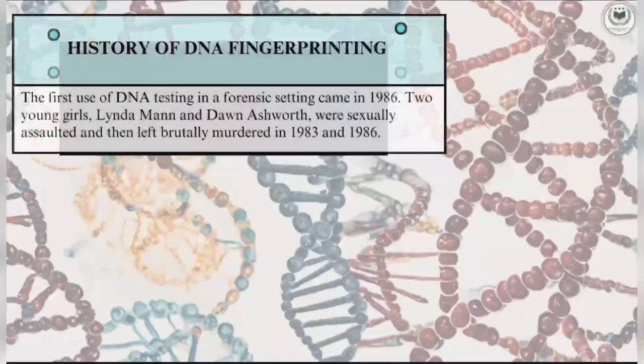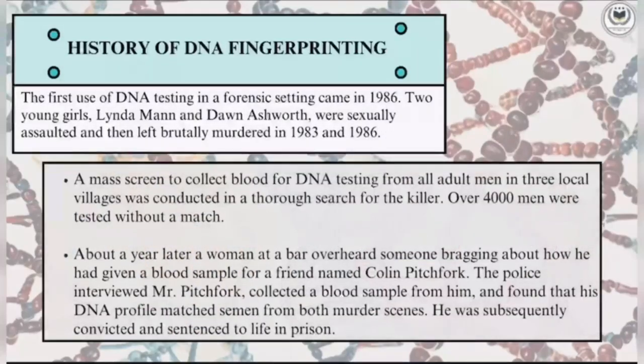History of DNA fingerprinting. The Lynda Mann and Dawn Ashworth case is a significant example of how DNA fingerprinting was used in criminal justice to solve a double murder case in the UK during the 1980s and the 1990s. The case also marked one of the first instances in which DNA evidence was used to convict a suspect and exonerate others.